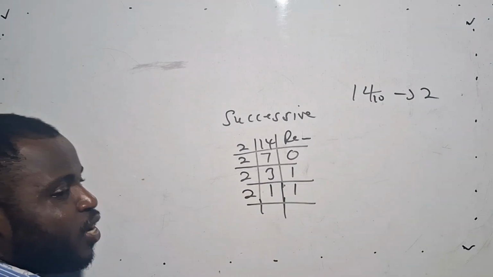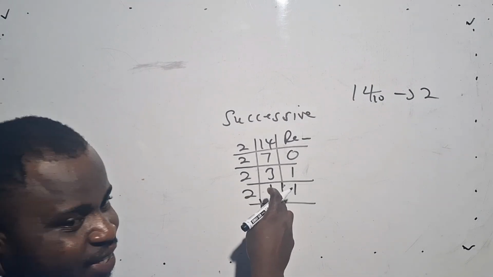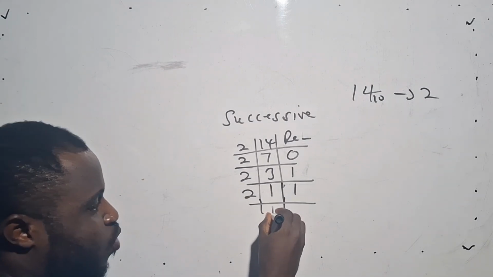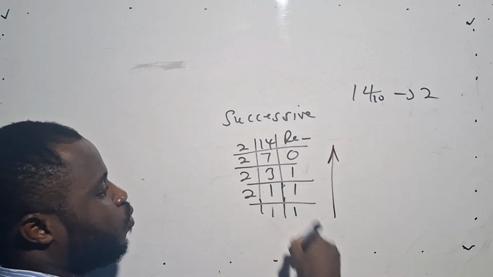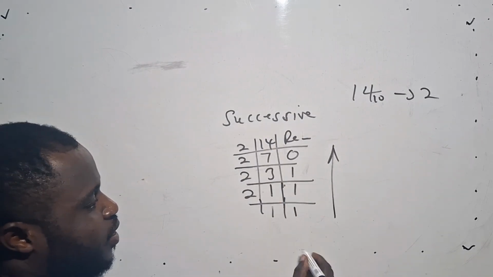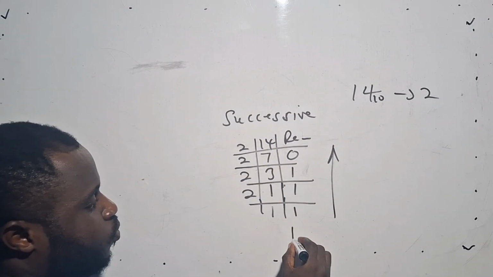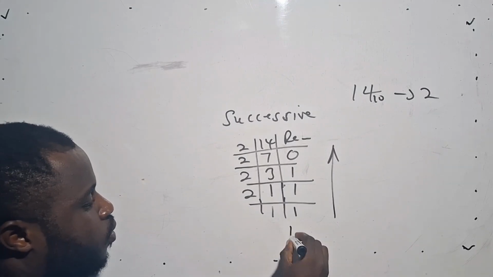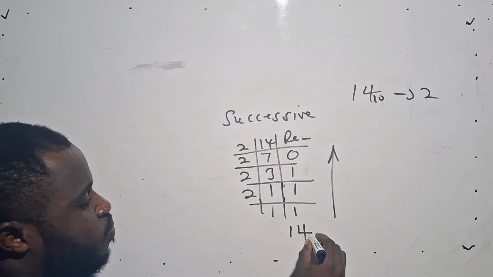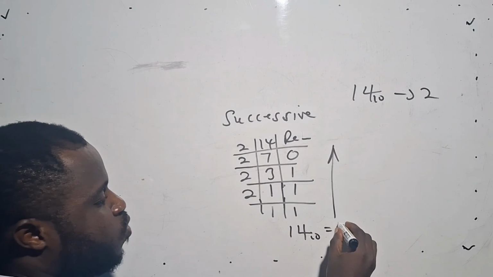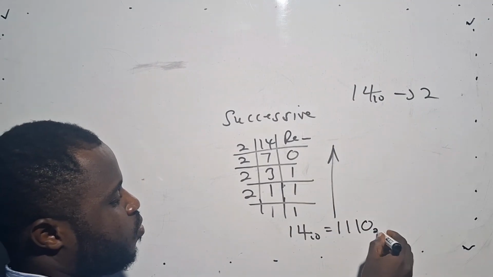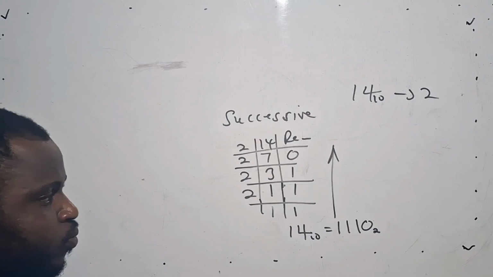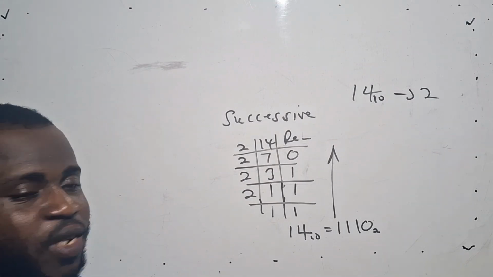Now we have 1 here. 2 cannot divide 1. So I normally bring the 1 here, then I repeat the 1. Then I pick the answers from down to the top. So I can say that 14 in base 10 will give me 1, 1, 1, 0 base 2.